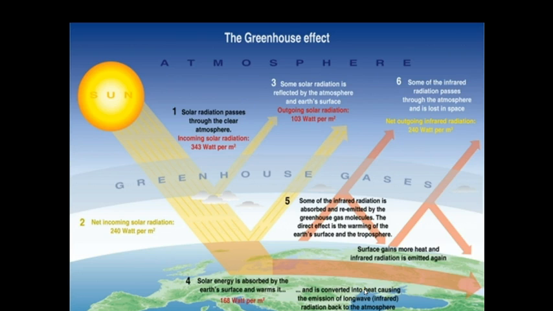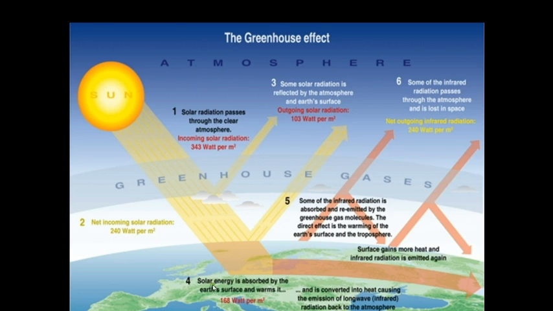Here is another view of the same process. This one also outlines the greenhouse effect. We have sunlight coming in. So if we look at bullet point number 1 here, solar radiation passes through the clear atmosphere. The incoming solar radiation is about 343 watts per square meter. Going down to number 2, the net incoming solar radiation, so some's reflected, so net we have 240 watts per meter squared. As we said, some is reflected. That results in 103 watts per meter squared.